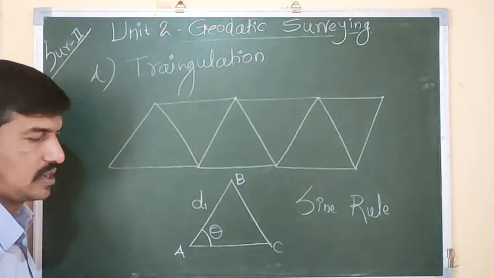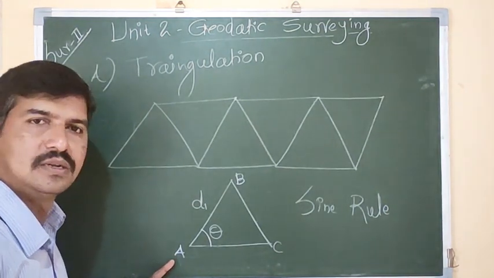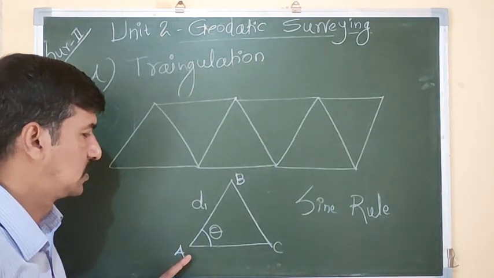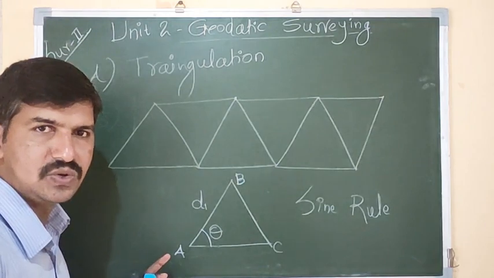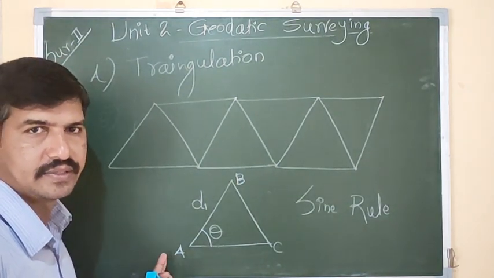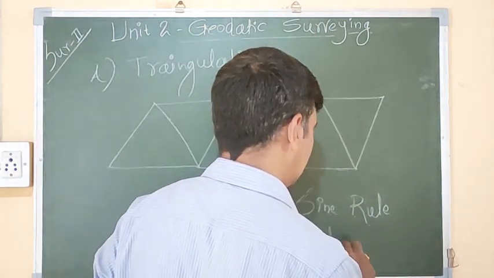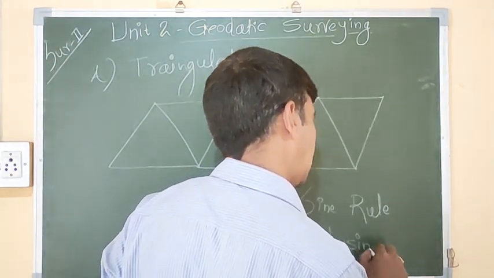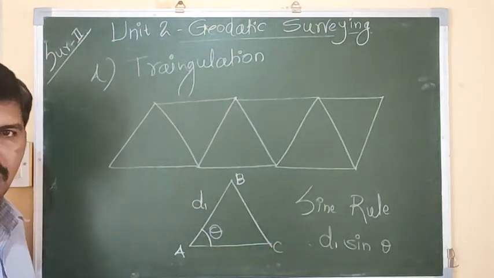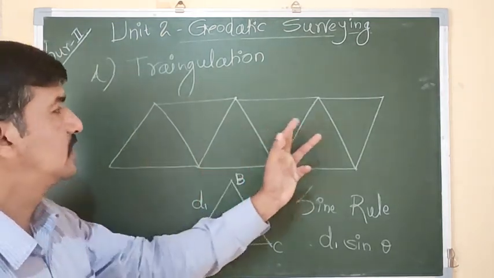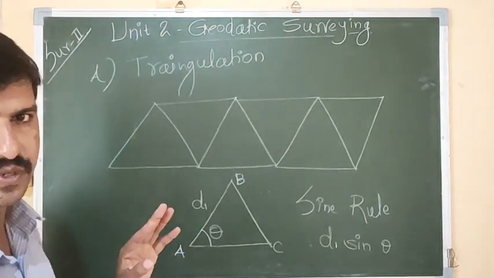By using this formula, we are able to find out the other two sides: D1 into sine theta. That is the formula to calculate the other sides. So this is the main purpose behind taking the triangle for the triangulation purpose.